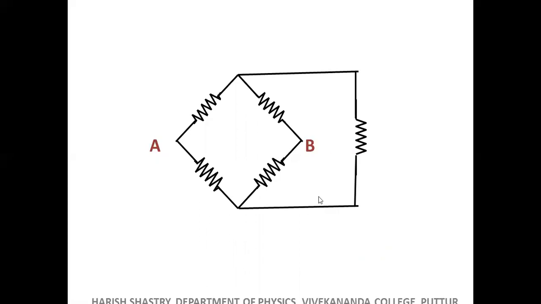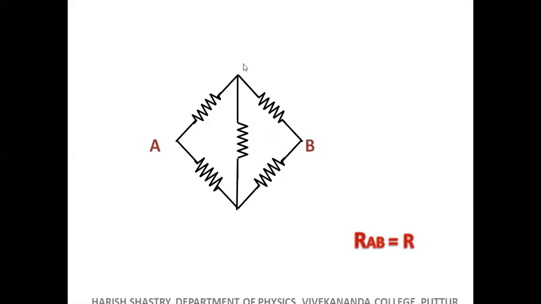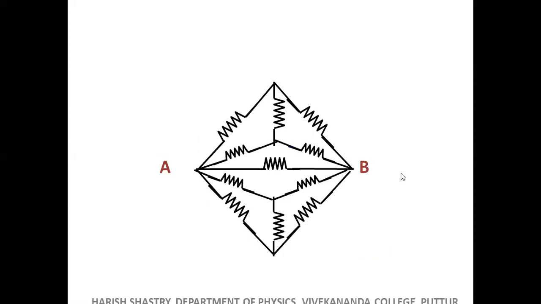This is a Wheatstone's network. Very easily you can get it. This is R here, and R here. So this can be removed. 2R parallel 2R, that is R. 41. Now here, can anybody guess how many Wheatstone's networks are there?